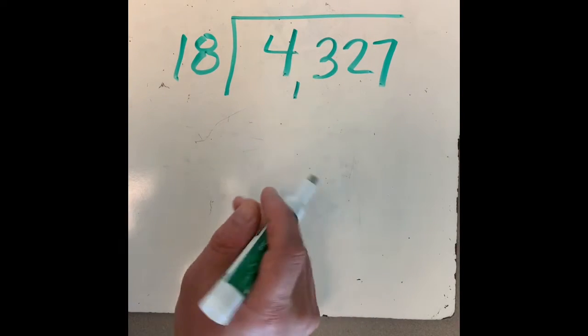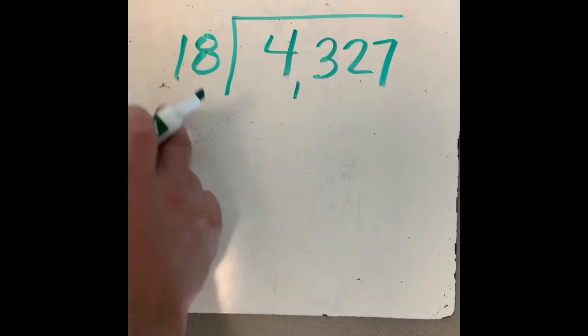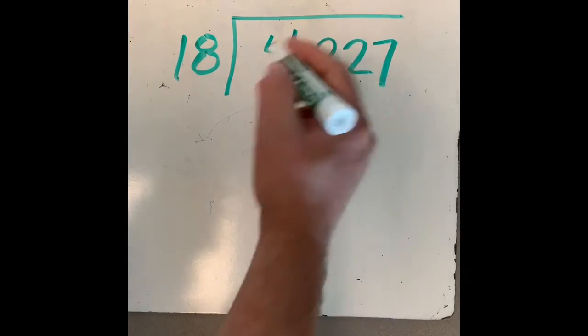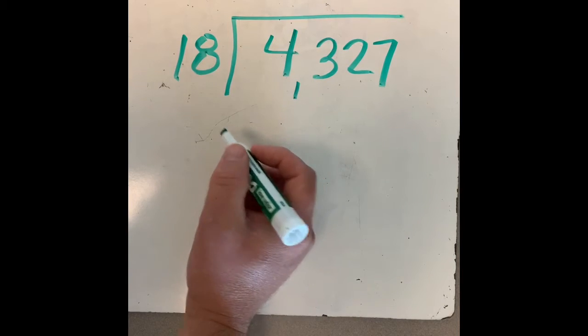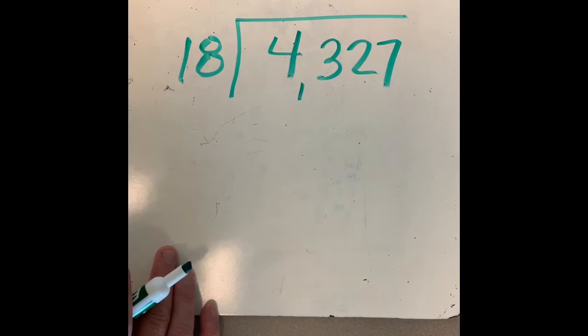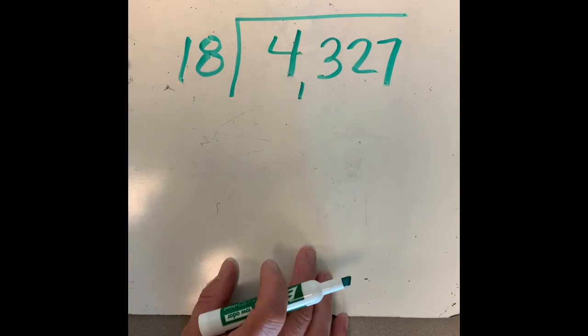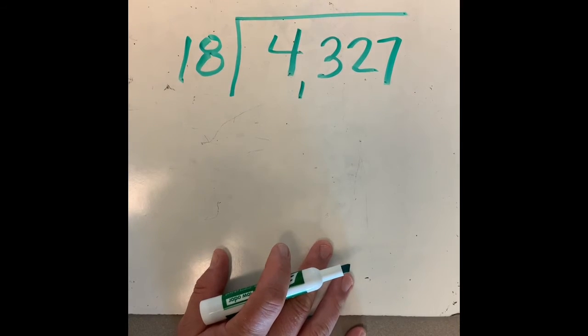So first thing we need to do, I've got 4,327 divided by 18. Again, nobody knows the factors of this, I don't think. Nobody knows the multiples of this right off the top of their head beyond a couple. So what we need to do is find numbers that are compatible. That means numbers that I can figure out in my head that are somewhat like these numbers, in order to work through our problem, and then check to make sure our answer is reasonable.